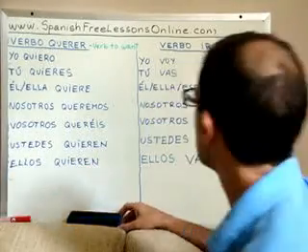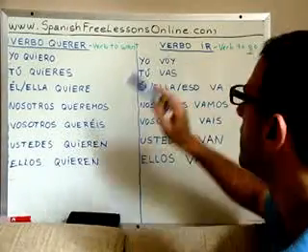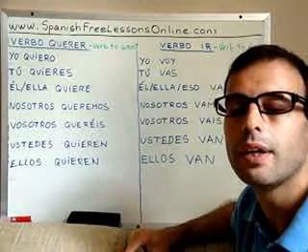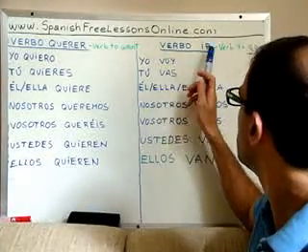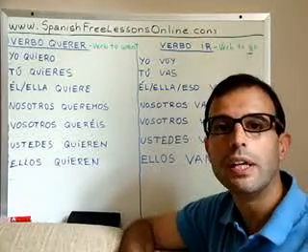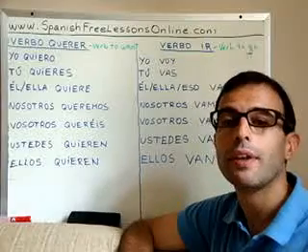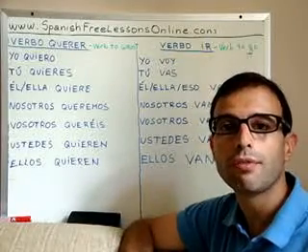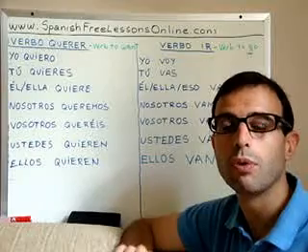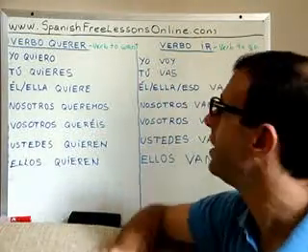Now let's see how we conjugate the verb to go. Verbo ir, ir. Okay? Remember that the R in Spanish, if it's not either at the beginning of the word or doubled as double R, then it's not the rough sound of the R. It's a smoother sound. So this is not ir, it's ir, ir.